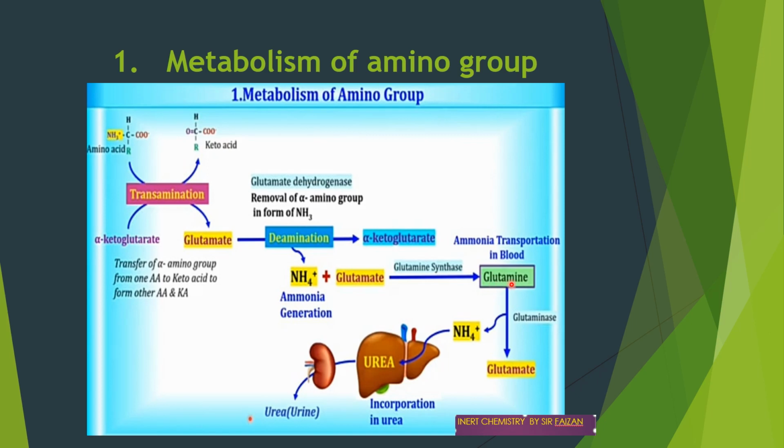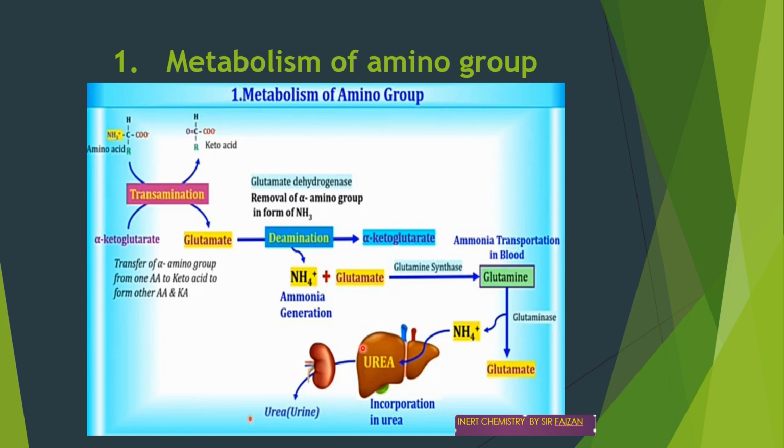This glutamine acts as a storehouse for ammonia. Later on, with the help of the glutaminase enzyme, the glutamine is broken down into ammonia and glutamate. This ammonia is then incorporated into urea via the urea cycle that occurs in the liver. Urea is a less toxic form, but it is also excreted from the body through urine.